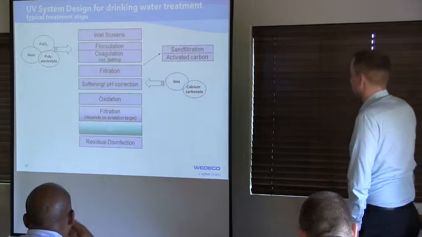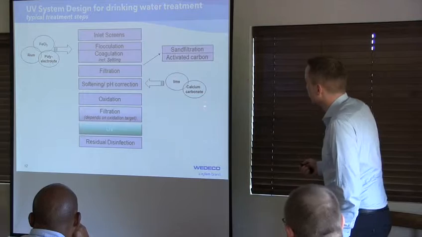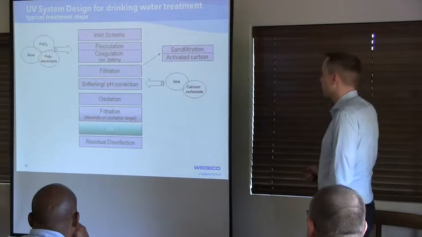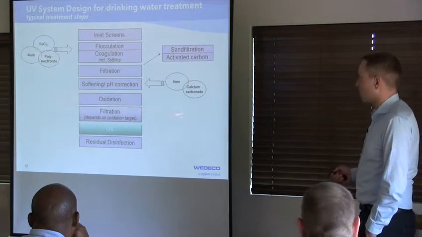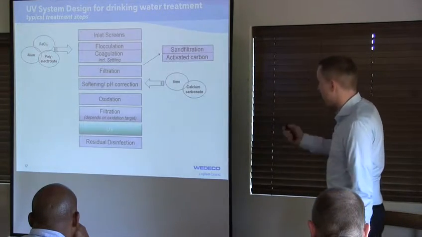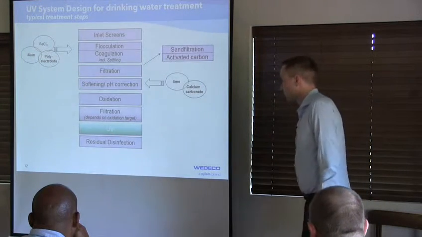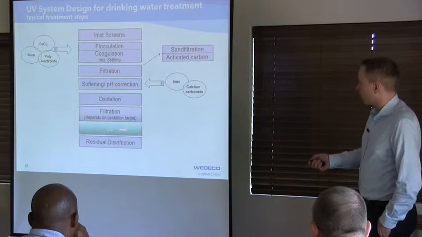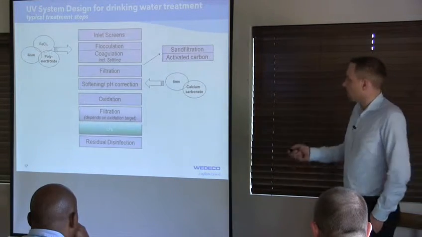If you look at the typical treatment steps for drinking water, then you will see that UV normally is at the end. So you have your filter, flocculation, softening, pH correction, depending on the quality of your water. If you have borehole water, if you have surface water, these steps might differ, of course. But UV is normally always the last. In Germany, for example, it is mostly the last part. In many other countries, you will have a residual chlorine disinfection after the UV.